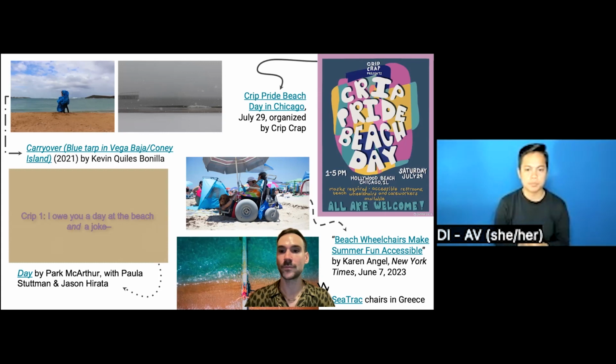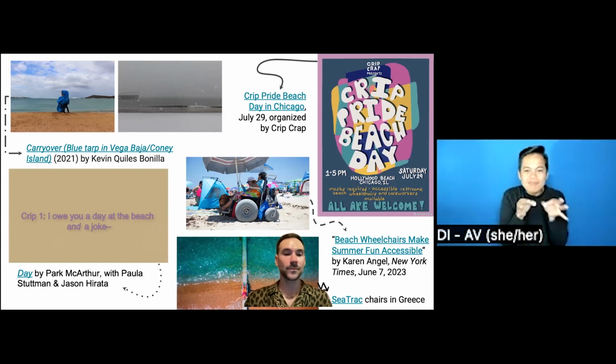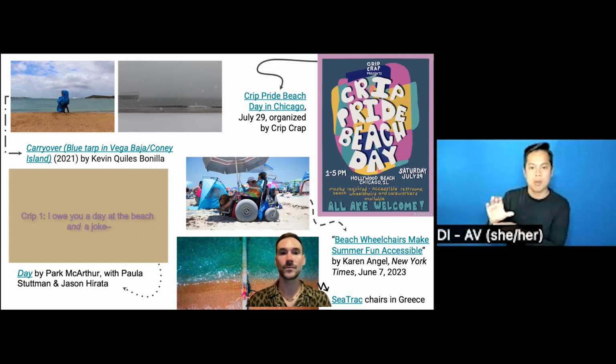Below this, bottom left, is lavender text on a sand-colored background that reads Crip 1, I owe you a day at the beach and a joke. The text below the image reads Day by Park MacArthur with Paula Stutman and Jason Harada. In the top middle is a moody grayscale photo of an empty beach. Water droplets dot the camera lens.